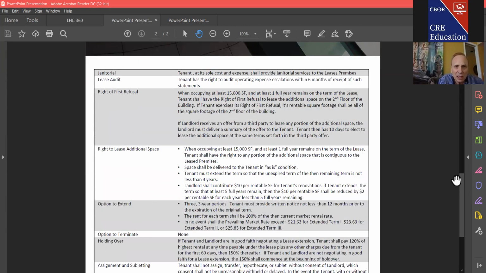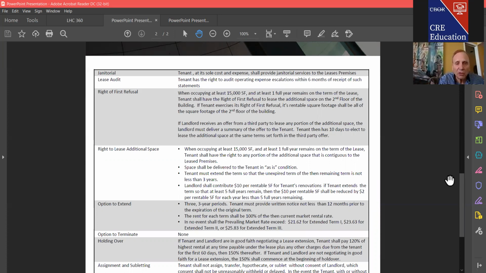Okay. Lease audit. We're going to talk about lease audits, and I hope we have time. It's an important area. So this lease said tenant has the right to audit operating expense within 6 months of receipt of such statement, which is good. They've got 6 months to do it. I recommend auditing because there's always unintentional errors made and sometimes intentional things for operating cost. Right of first refusal, important thing to do so that any space that opens up, they had first right to do it. That was fine.